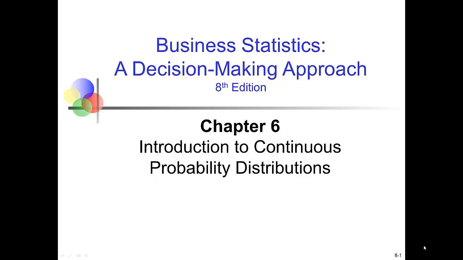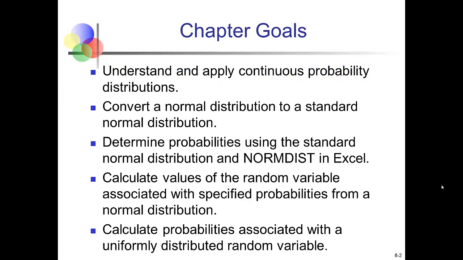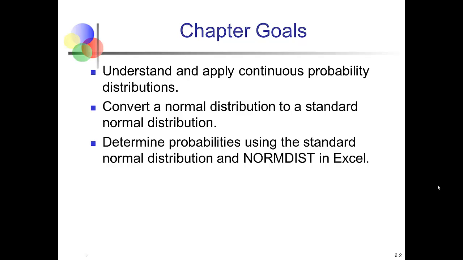This video will cover Chapter 6, Section 1. We're going to focus on understanding what continuous probability distributions are. We're going to focus in this video on the normal distribution, talk about what the standard normal distribution is, and determine probabilities using the standard normal distribution and NORM.DIST in Excel.